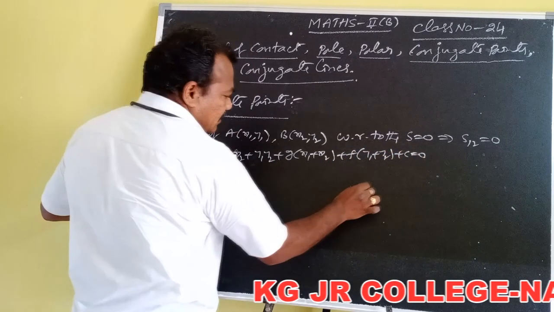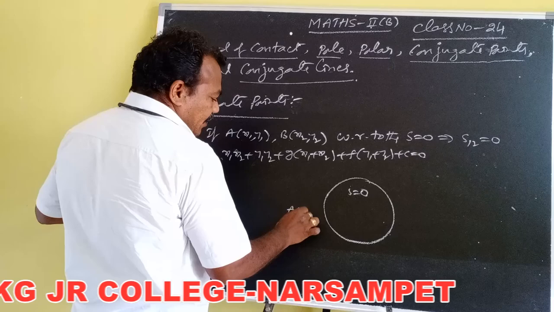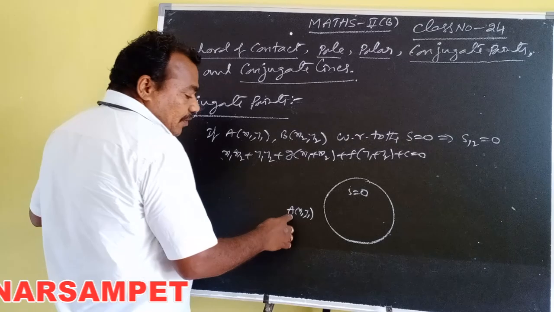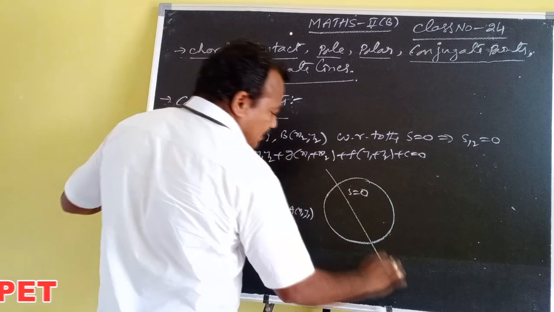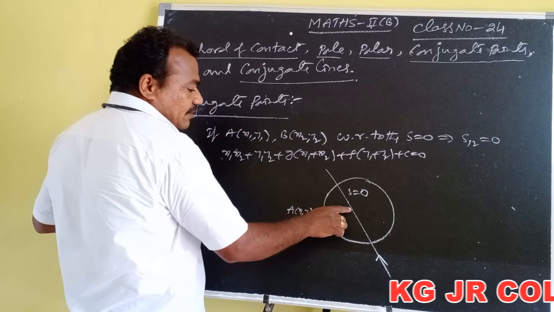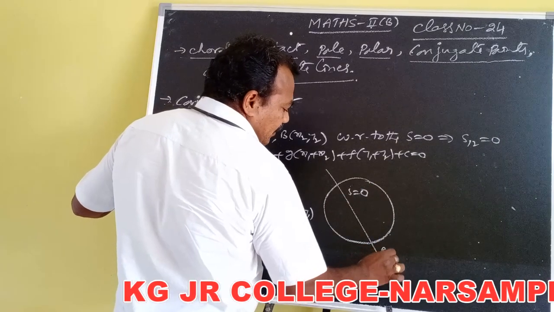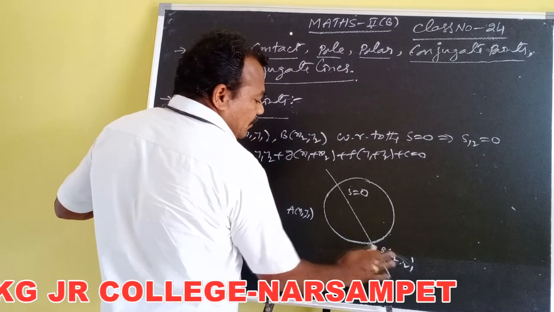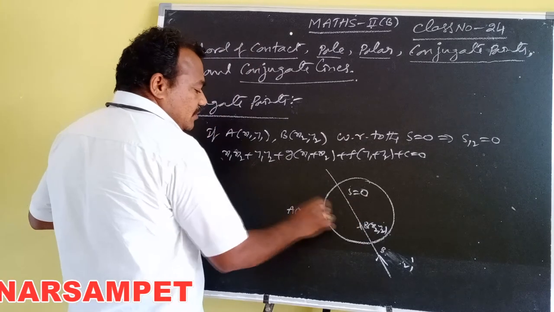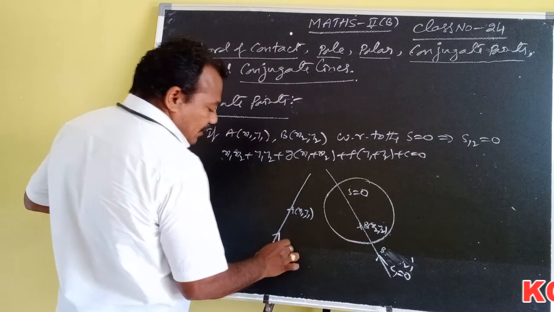Here this is the circle S = 0, and these are the two points, A(x1, y1). Conjugate points means the polar of A(x1, y1) with respect to the circle is a line that also passes through the other point, B(x2, y2), and the polar of B(x2, y2) is another line. Here these are L1 = 0 and L2 = 0.